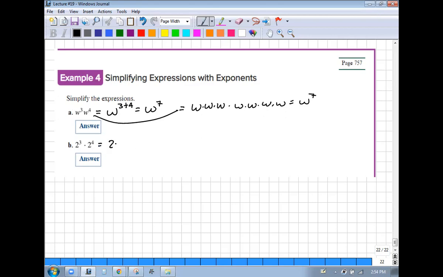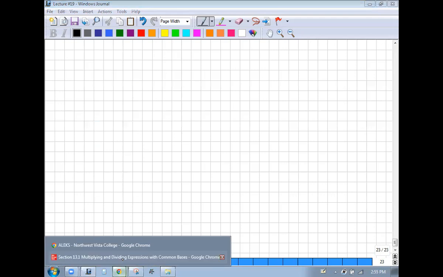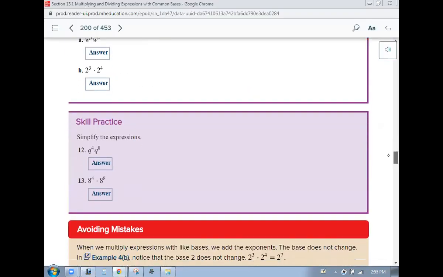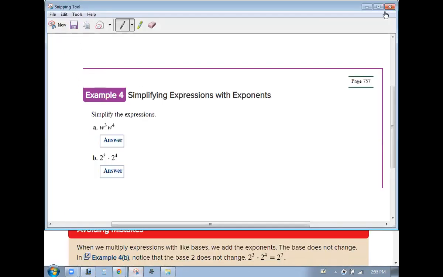So here we have 2 cubed times 2 to the fourth. How many 2's do I have? 7 2's. Or I could just add these exponents. It's a lot quicker, right? So another example.